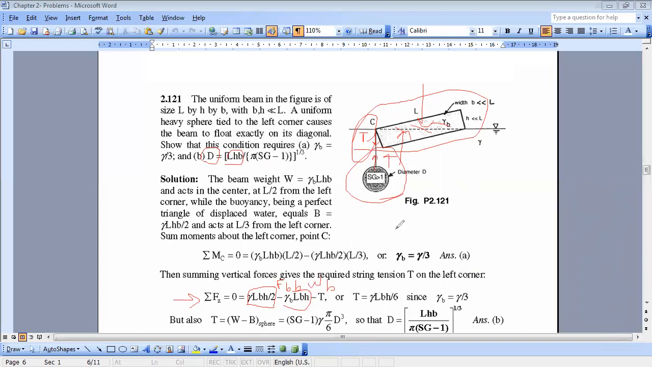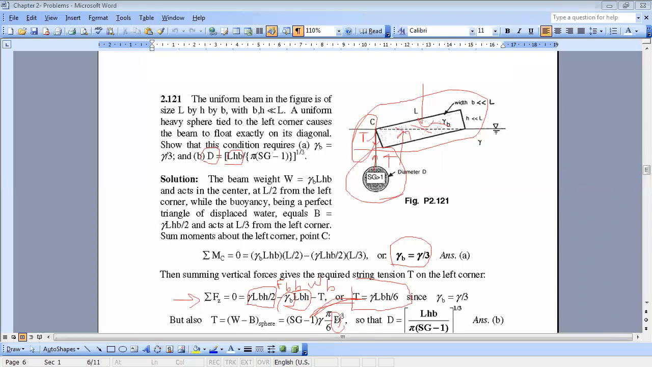Now, since we derived in the previous question that gamma of the beam is related to gamma by gamma beam equal gamma over 3, we can directly replace it here by its value. And then we get the expression of T just as a function of gamma, L, B, and H. And now we are ready to equate these two expressions. When we equate these two expressions, we just have to find what is D, and this is the question. We should find D as a function of L, H, B, and the specific gravity.